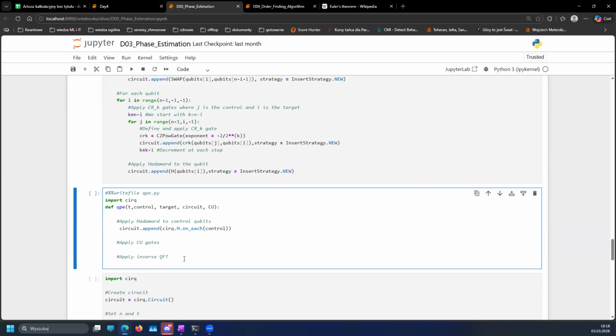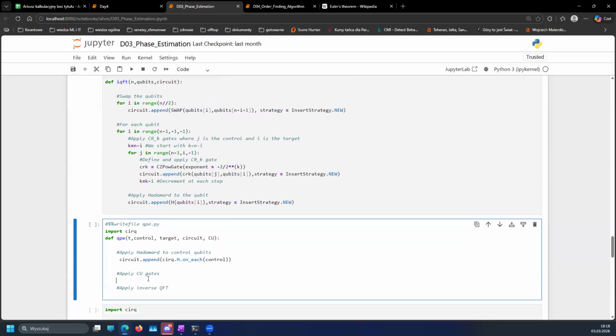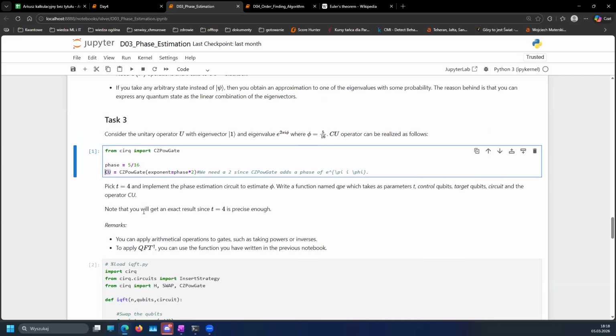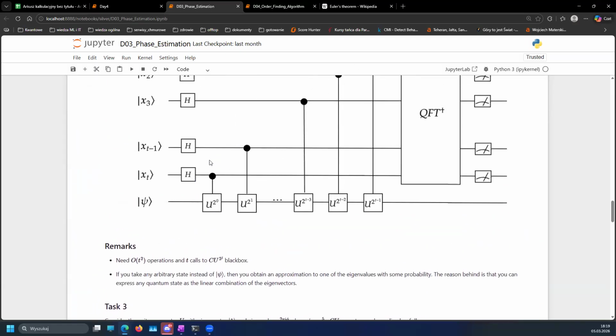Then we need to apply the CU gates. So we will be basing on the gate that we already have created. So this will be given, and depending on the qubit that will be the control qubit, we also need to adjust the power we will be raising our gate to, yes?